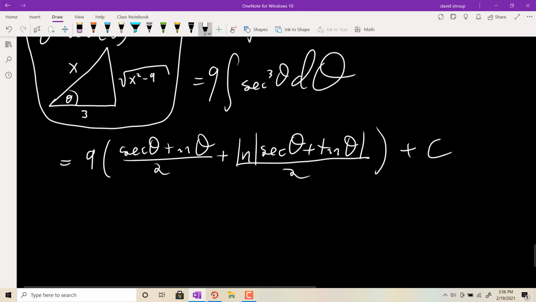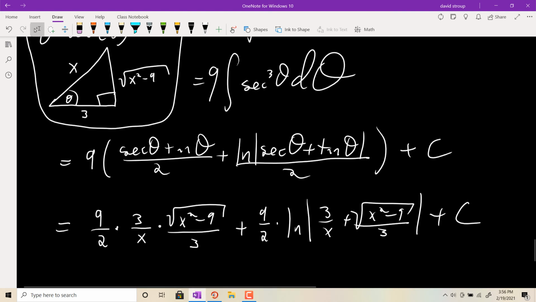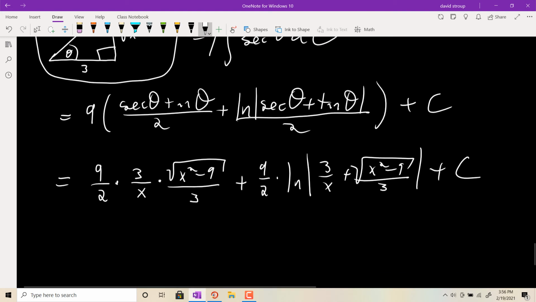Now we can use the triangle to replace all of that stuff. So what am I getting? I have 9/2 times secant theta. Secant is just 1 over cosine, so that's going to be adjacent over hypotenuse times tan, which is sine over cosine, which is opposite over adjacent. And then plus 9/2 times the ln of the absolute value of 3 over x plus the square root of x squared minus 9 all over 3, plus c. And that's pretty much it. Do some simplification and make it look a little prettier.